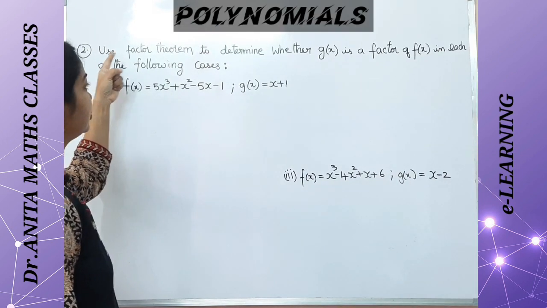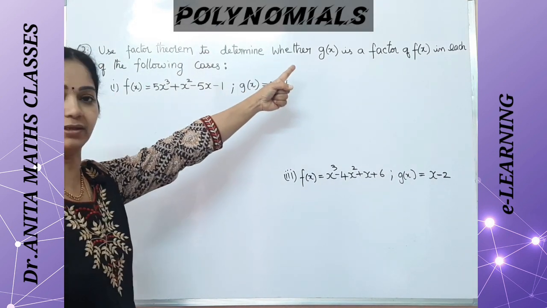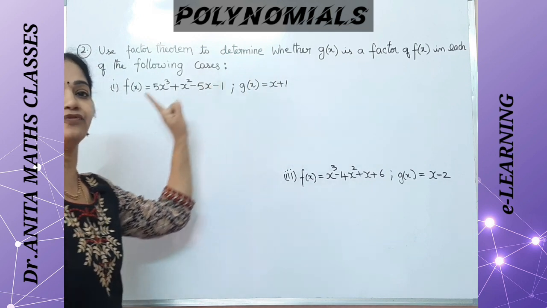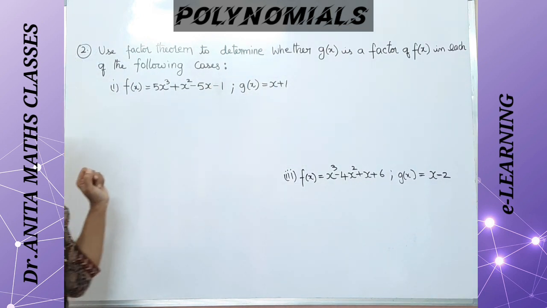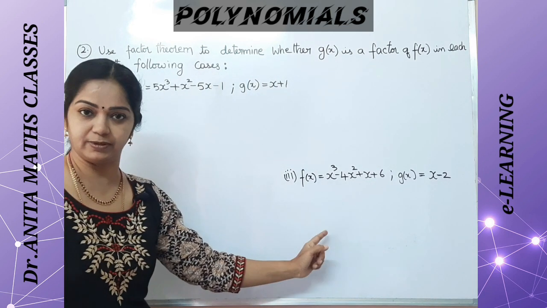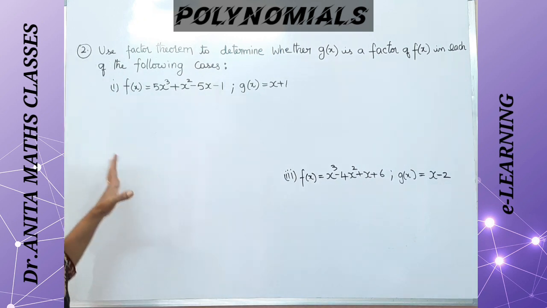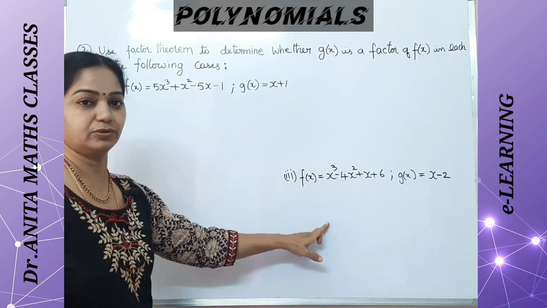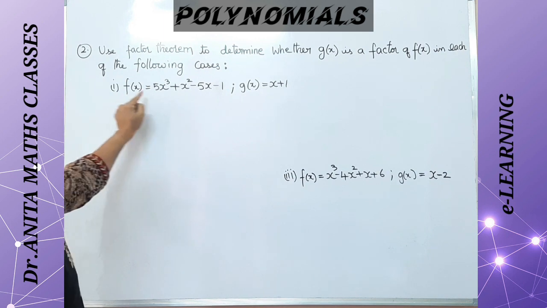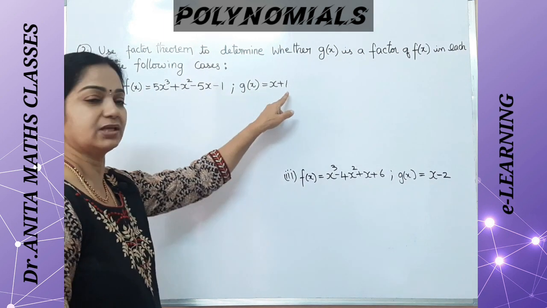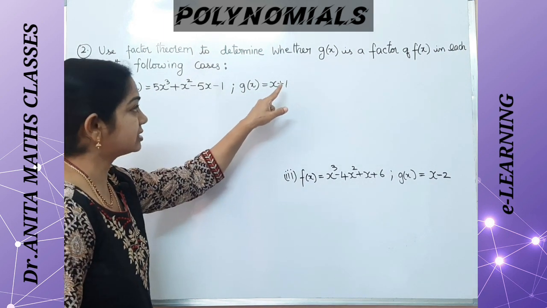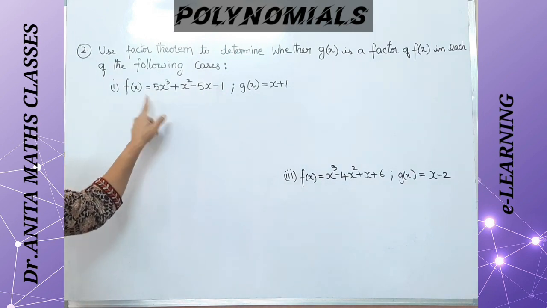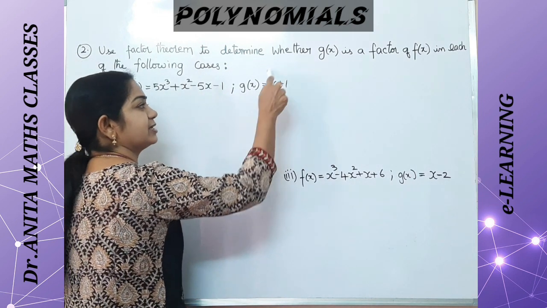Second one, use the factor theorem to determine whether g of x is a factor of f of x in the following cases. I have noted down 2 problems here. There are altogether 5 parts here, and I have noted down 2. Now if you see, f of x is a cubic polynomial and g of x is a linear polynomial. Now is this a factor of this? Now we know the condition for x plus 1.